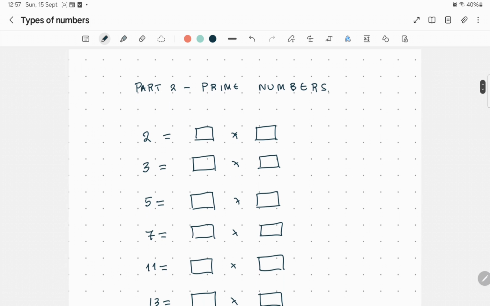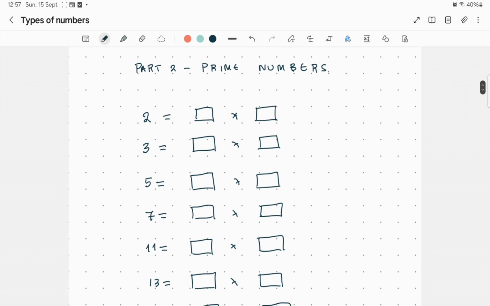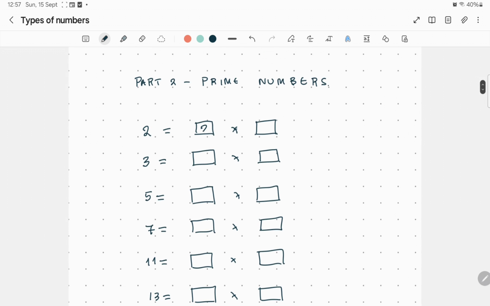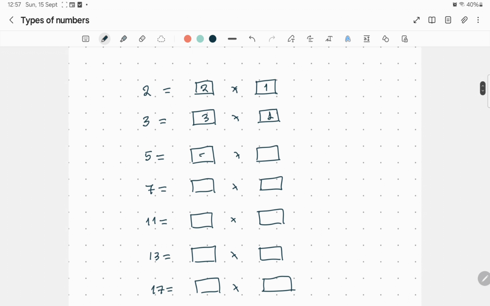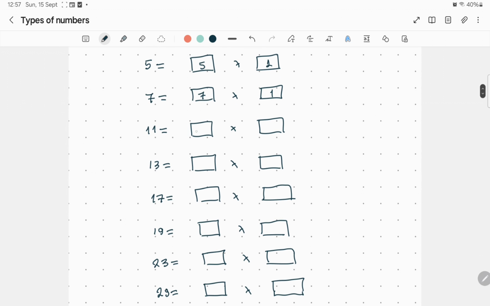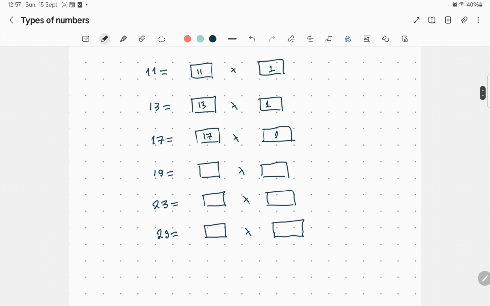The second part is prime numbers. So these are prime numbers. 2 is the first prime number. So this can be written as 2 times 1, 3 times 1, 5 times 1, 7 times 1, 11 times 1, 13 times 1, 17 times 1, 19 times 1, 23 times 1, 29 times 1.